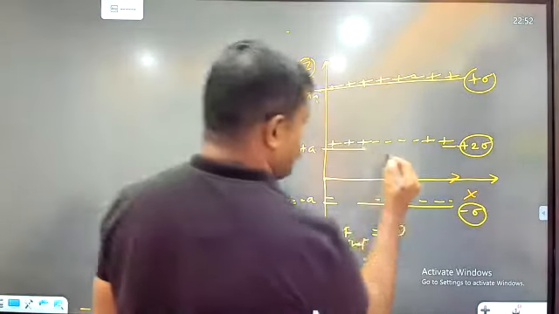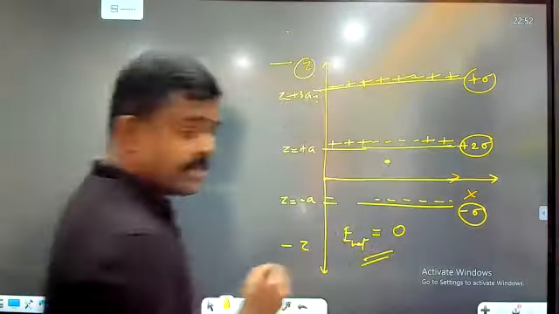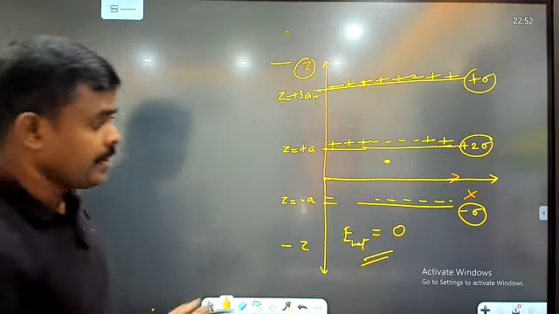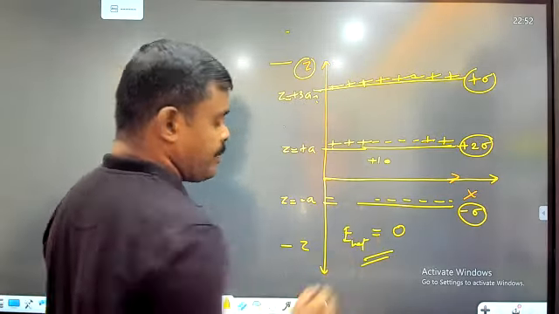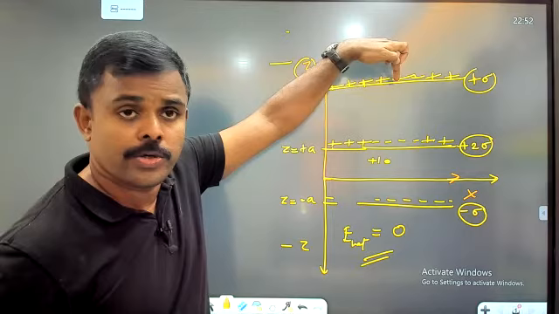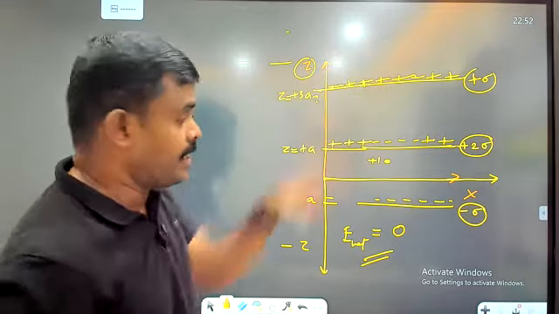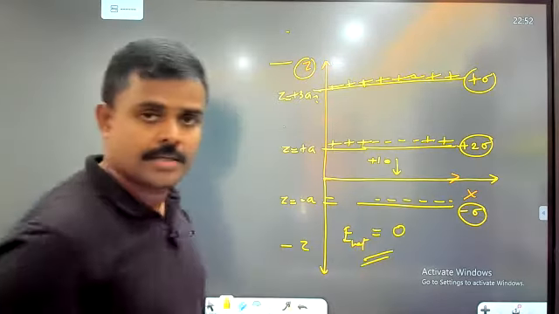Right. So this is where I have to find. Write this question yourself. Once you've done this, it's going to be easy. This is +1. I'm going to put a +1. Tell me one by one. This plus sheet is doing what? Plus sheet is repelling downward.